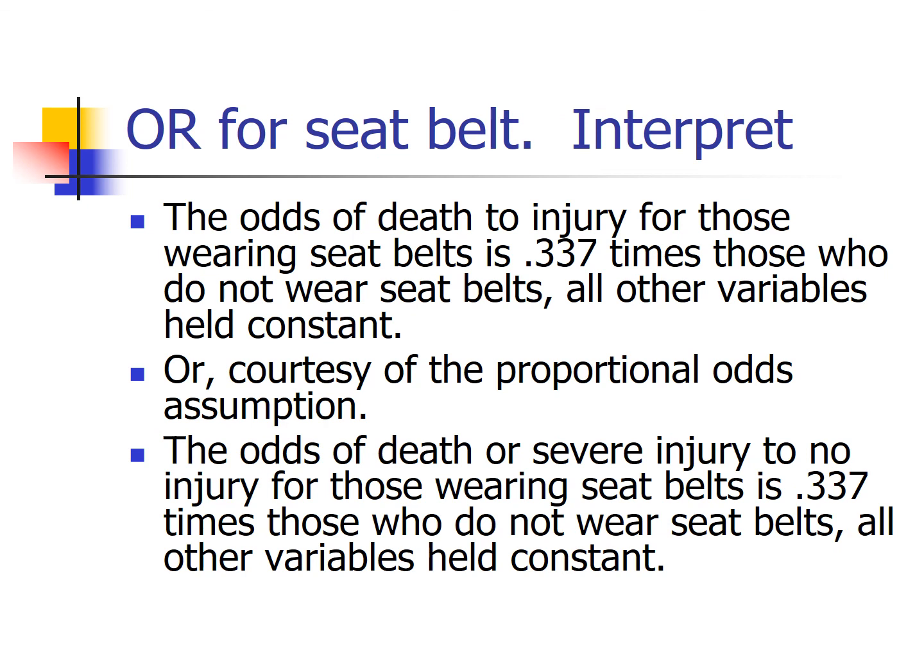If we wanted to interpret the odds ratio for seatbelts, that's about 0.337, or about a third. So we would say the odds of death to injury, or the odds of death to no death, for those wearing seatbelts is about a third of those who do not wear seatbelts, all other variables held constant. Again, a consequence of the proportional odds assumption, and only true if that assumption is true. We could also say the odds of death or severe injury to no injury for those wearing seatbelts is about a third of those who do not wear seatbelts. Again, all other variables held constant.